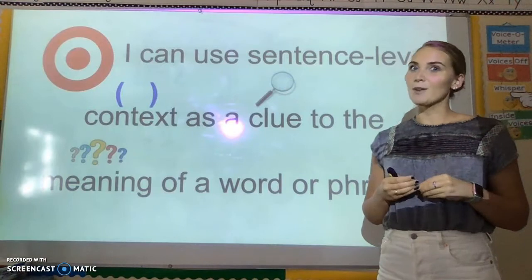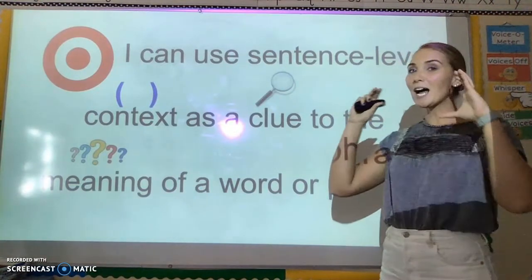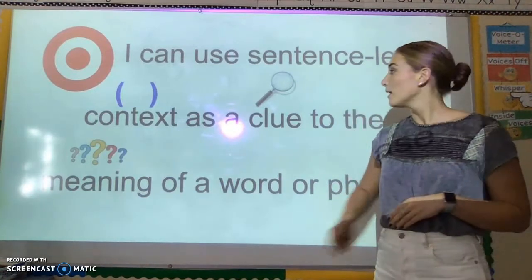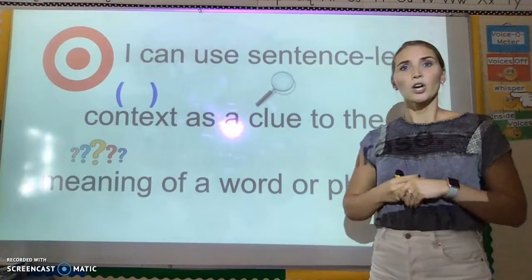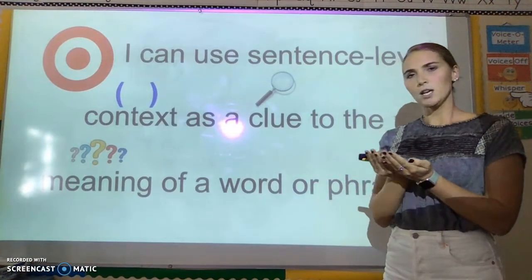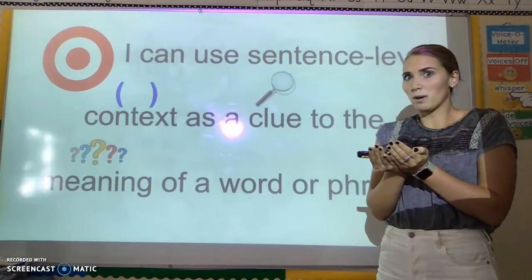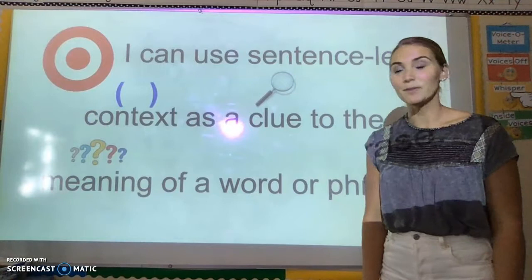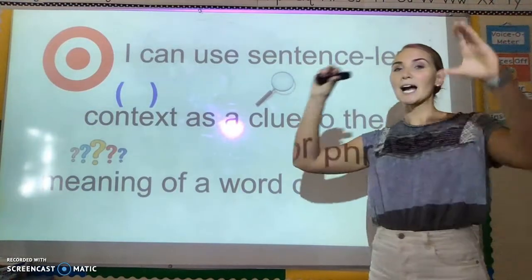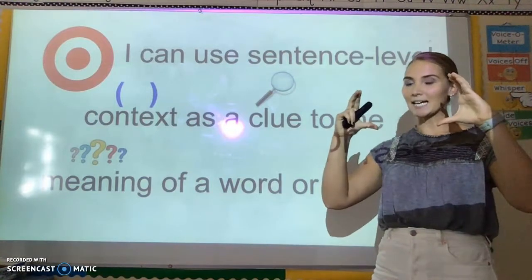So today, reading detectives, we are going to have to use context as a clue to the meaning of a word. So, in your reading, do you ever come across a word that you don't know what it means? I know I do all the time. So we are going to use context. Say it with me. Context.